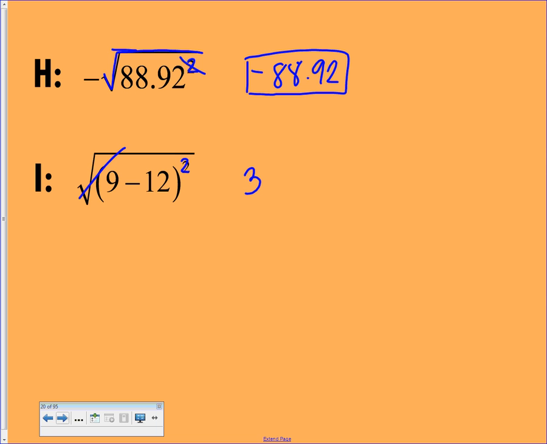Now you're going to say, well, isn't that negative 3? Well, if you actually do the whole thing out, I would get negative 3 squared, which is a 9, and then the square root of that 9 is 3. So I'm going to leave my answer as a positive 3. If you ever get a question like this, you can always just take the absolute value or take the positive of that, because it's always going to work, because the square will always make your negative positive.